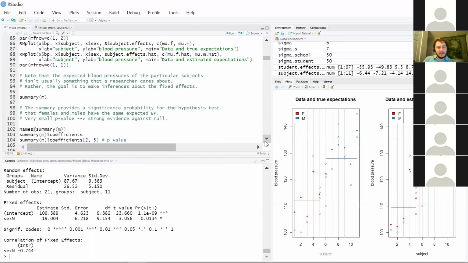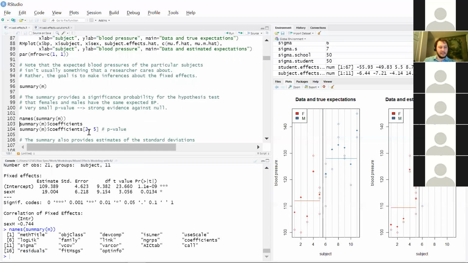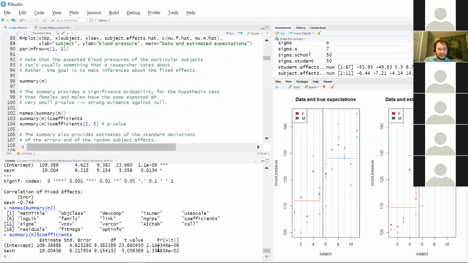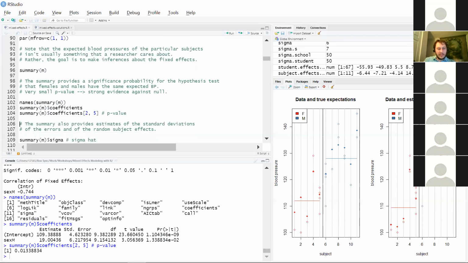All right, what else can we get from this summary object? Well, summary spat out a lot of information. Let's just see the names of that information. One of them is coefficients. So if you actually wanted to save this value in R without having to type it out yourself, you could do summary of M dollar coefficients to get this fixed effects coefficients table. And then you could do row 2, column 5 to get this p-value, for example. So anyway, that's how you might pull the p-value out of the model summary.